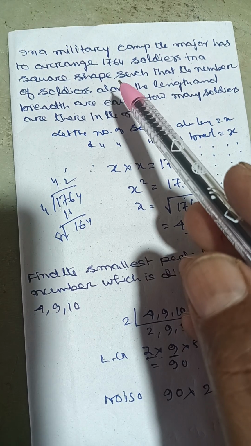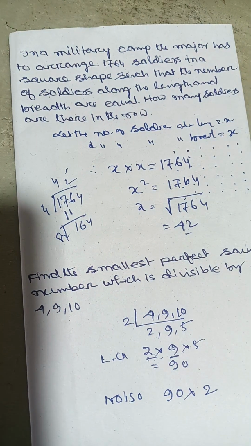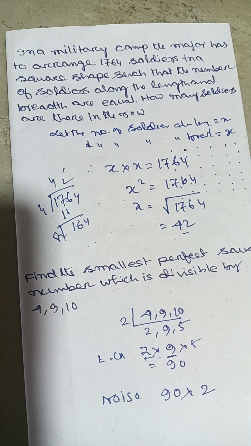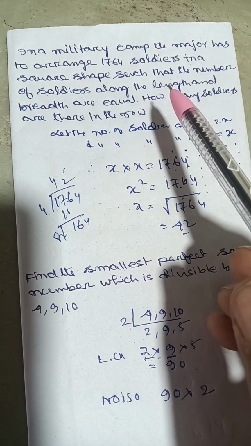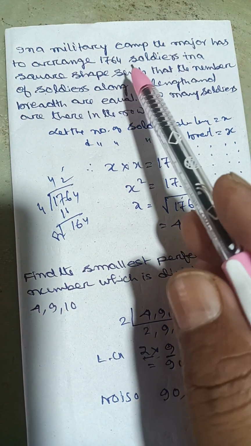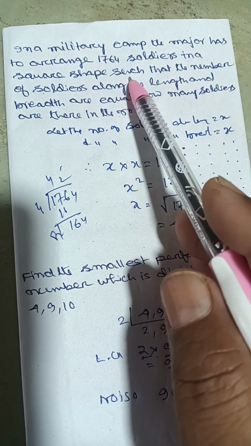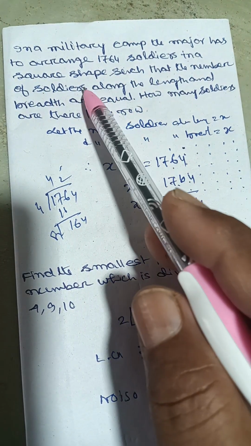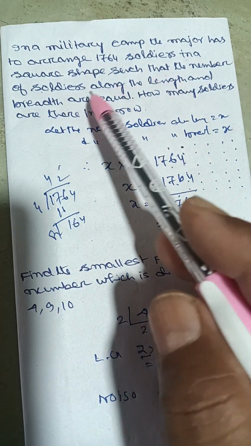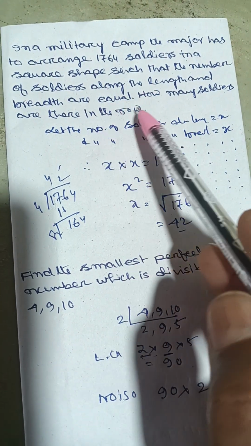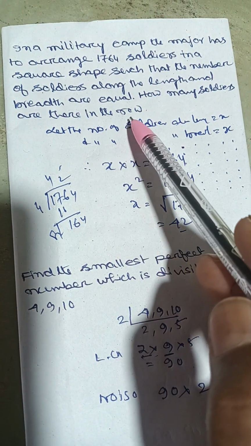Nowadays, I am doing some maths from the NCERT book of class 10 about the first chapter, that is the revision chapter. Today's first maths is this: in a military camp, the major has to arrange 1764 soldiers in a square shape such that the number of soldiers along the length and breadth are equal. How many soldiers are there in the row?